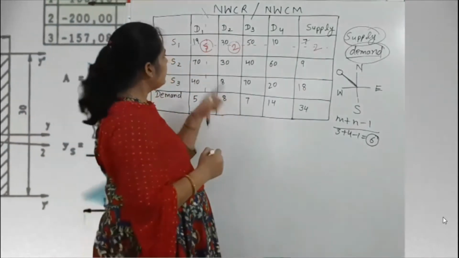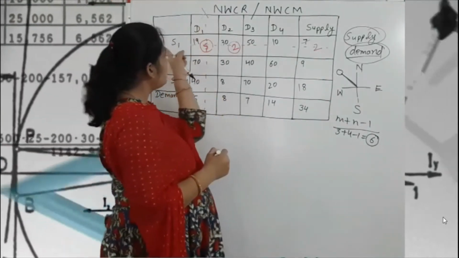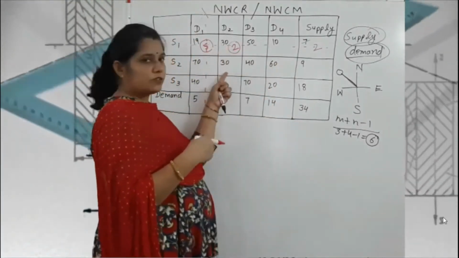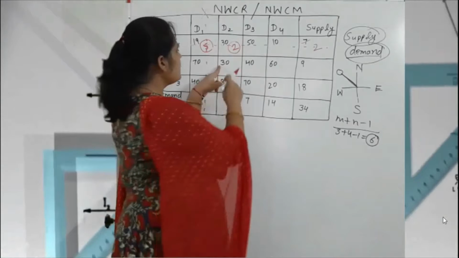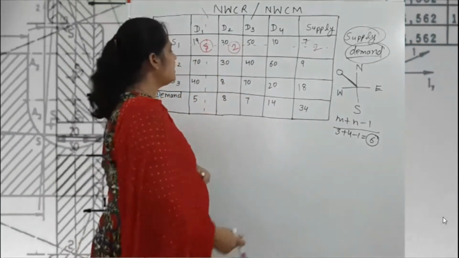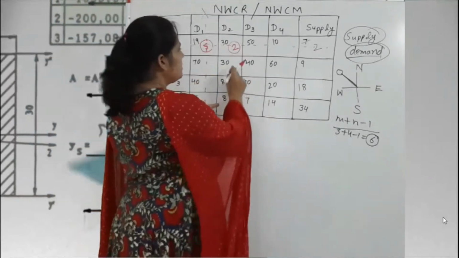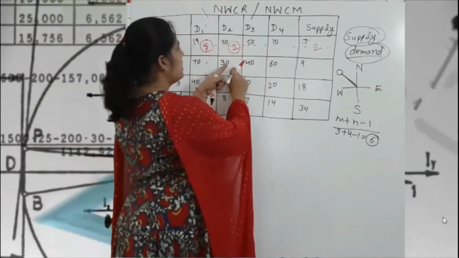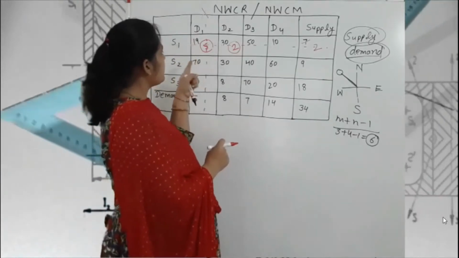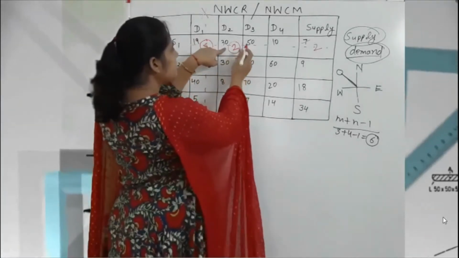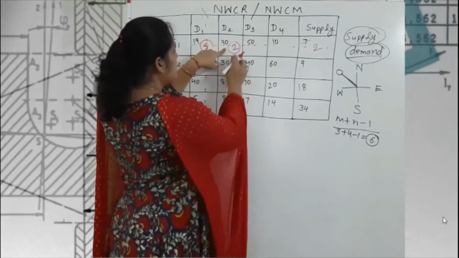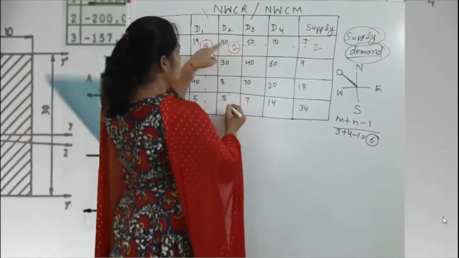Again, this column is cancelled and the first row is cancelled. So we move to the second row obviously. In this cell the value is 30. So here the value we put is 8, and the first column is cancelled. So we put 2 here. Immediately we write here 8 minus 2 is equal to 6.